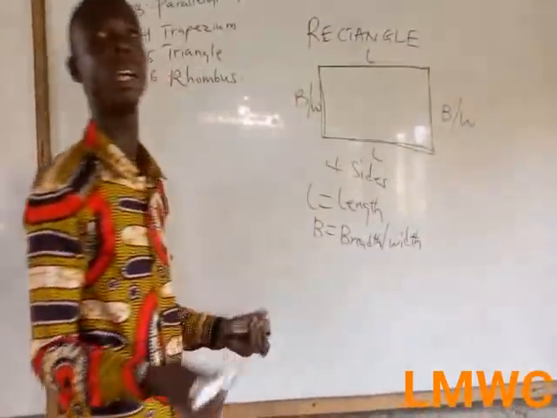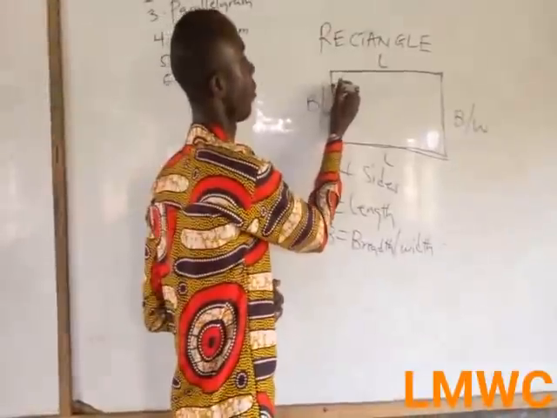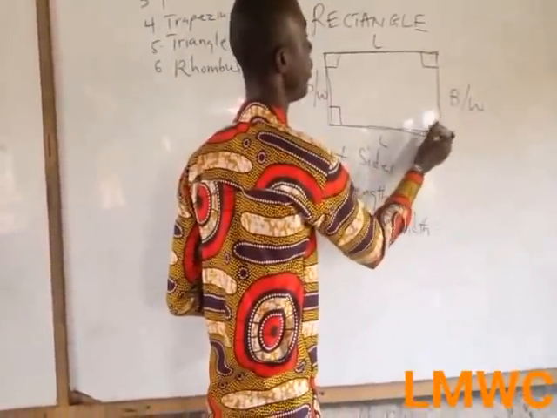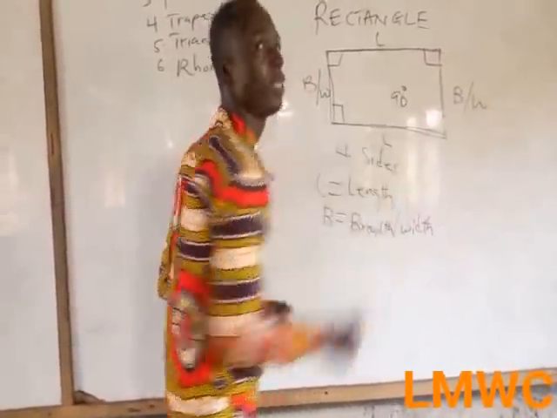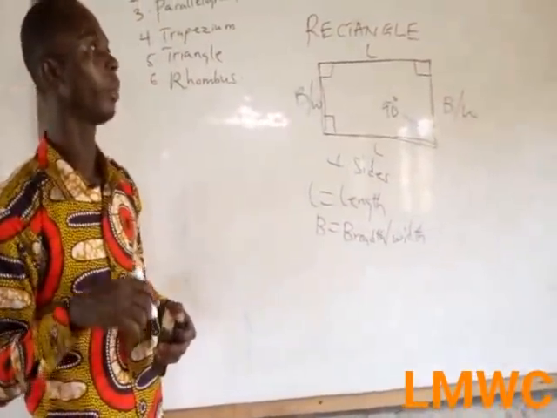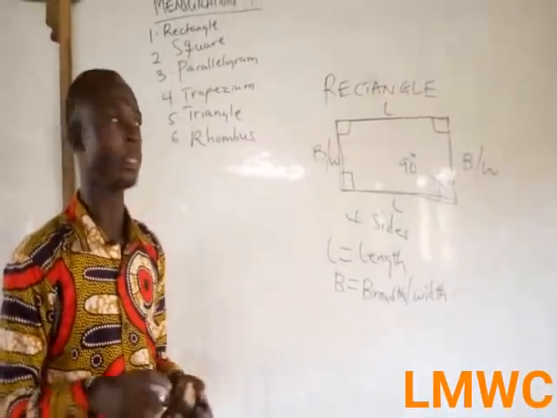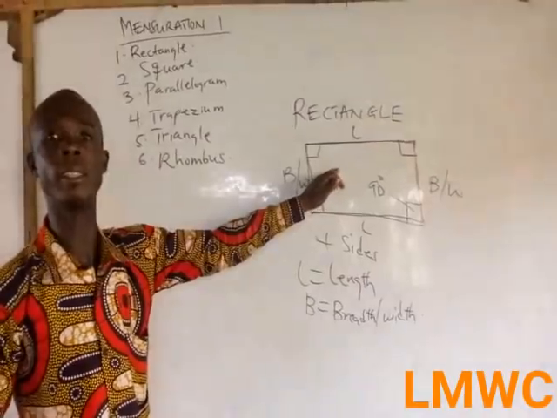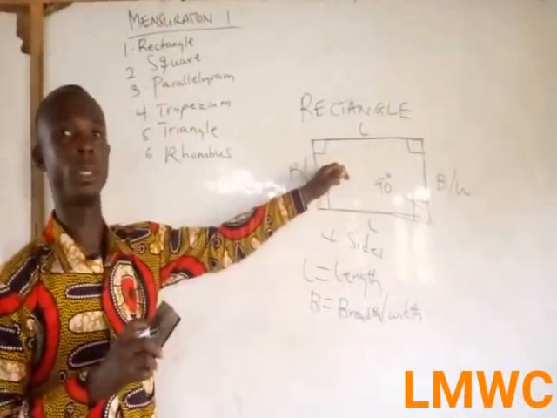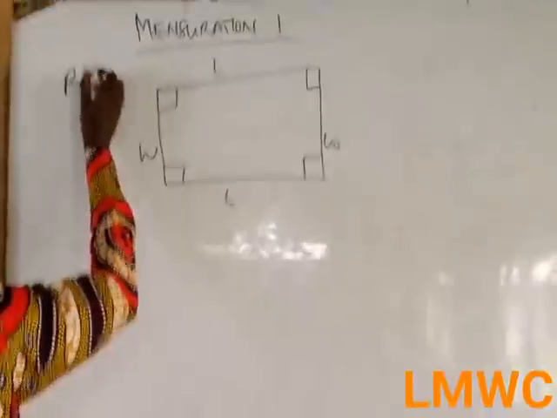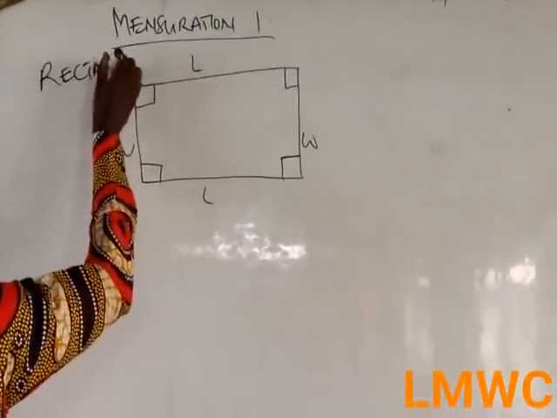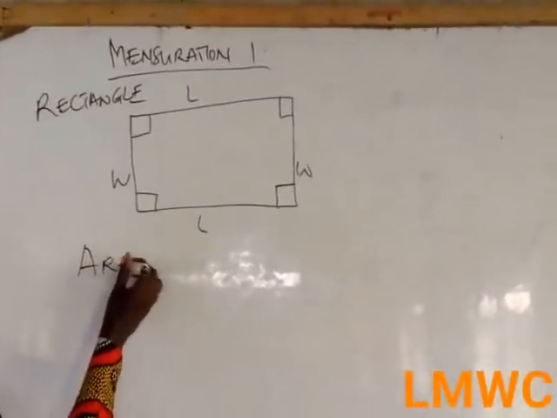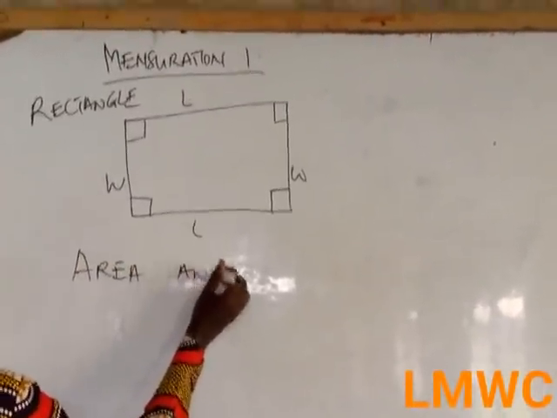And for rectangle, the interior angles, each interior angle is 90 degrees. And the sum of interior angles for a rectangle is 360 degrees. Take note, it's 360 degrees. So for rectangle, you should know the area and perimeter.